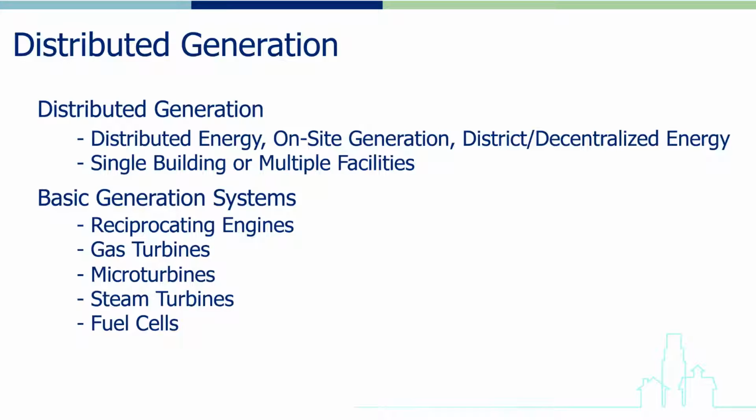By contrast, distributed generation systems are decentralized, modular, and more flexible technologies that are located close to the load they serve. Distributed generation may serve a single structure, such as a home or business, or it may be part of a microgrid and serve multiple facilities, for example at a major industrial facility, a military base, or a large college campus. Let's now take a closer look at 5 basic types of generators that are commonly used in distributed energy applications: reciprocating engines, gas turbines, microturbines, steam turbines, and fuel cells.